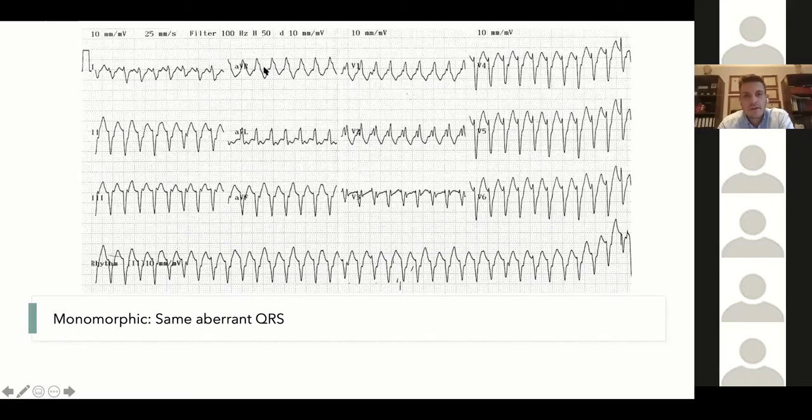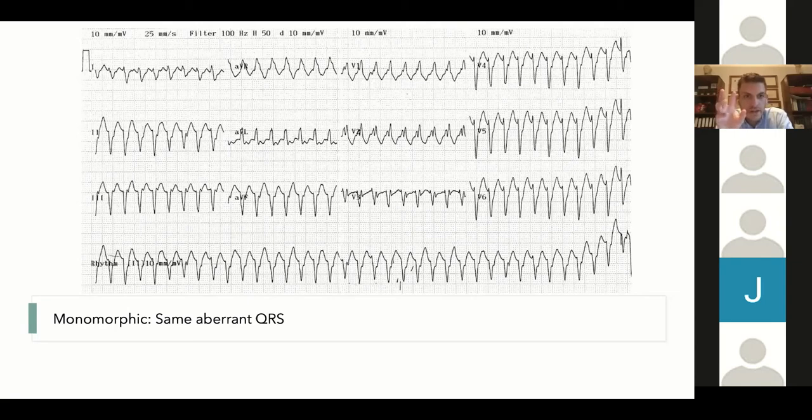So the concept always remains the same. This rhythm, is it regular or irregular? It is regular, yes, of course. And the rate using the rule of 300 is how much? Approximately is fine. Maybe like 250, 300? Yeah, something like that. More like 200, okay?